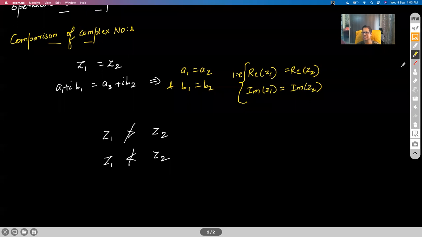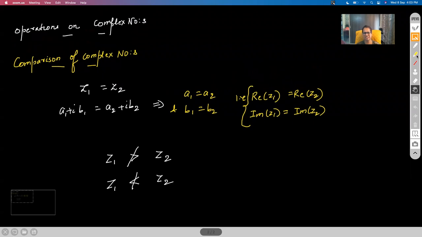Those who joined in, we just started with the operations on complex numbers, and this is the very first operation which I'm discussing here. This kind of operation is very useful in solving complex number equations, which we are going to take up towards the last part of our chapter. Maybe the next class will end this chapter and we'll start with limits and derivatives. In that session, we'll talk about how this operation helps us solve complex number equations. Can I now move on to the next operation, which is addition of complex numbers? Any questions, any concerns, do let me know.